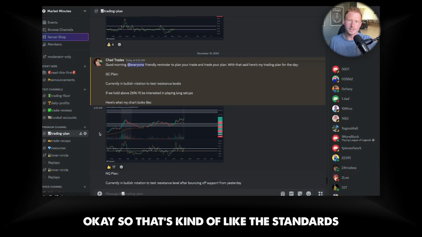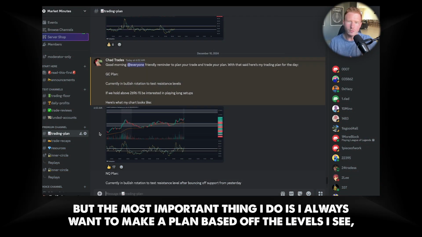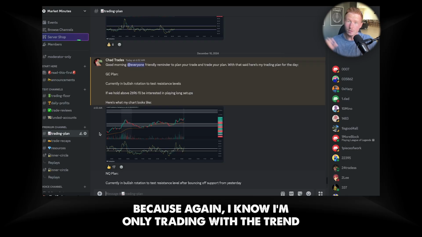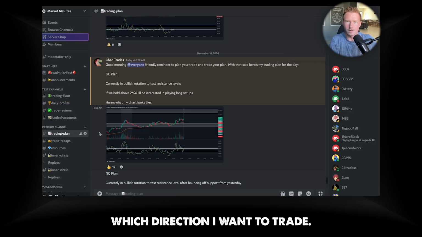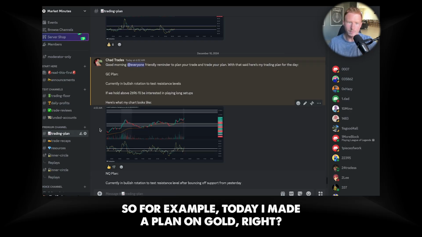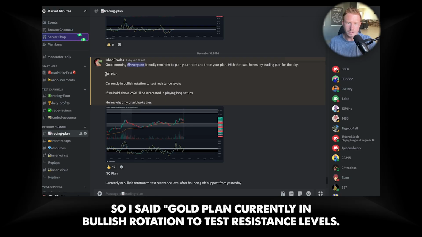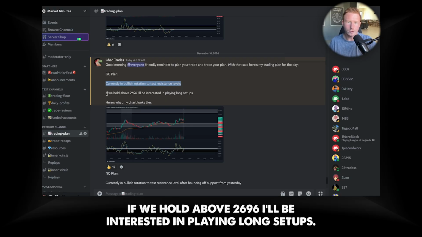Okay, so that's kind of like the standards, but the most important thing I do is I always want to make a plan based off the levels I see. Because again, I know I'm only trading with the trend, so I just got to determine which level did we bounce off last to see which direction I want to trade. So for example, today I made a plan on gold, right? So I said gold plan, currently in bullish rotation to test resistance levels. If we hold above 26.96, I'll be interested in playing long setups.